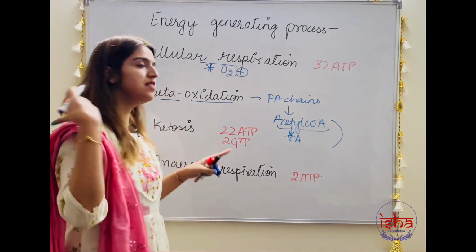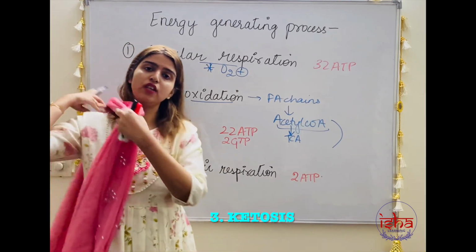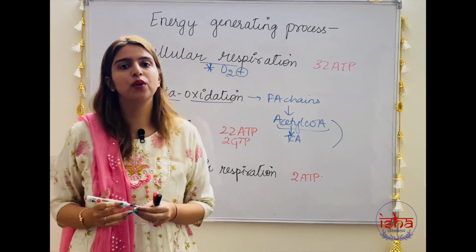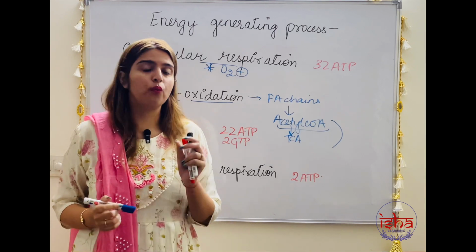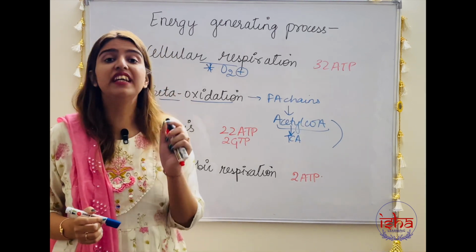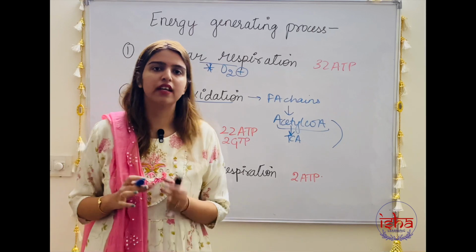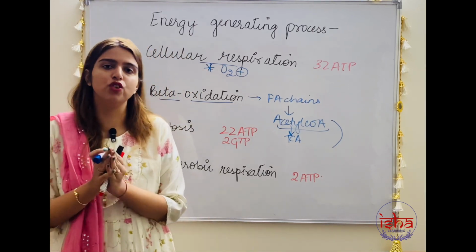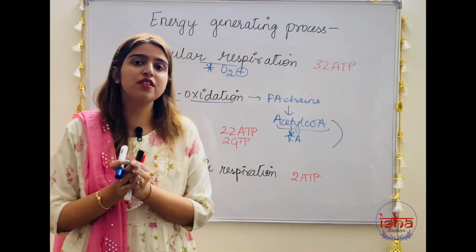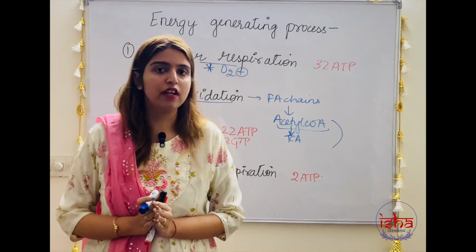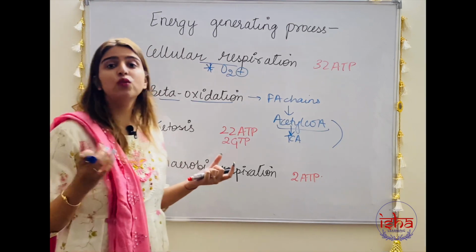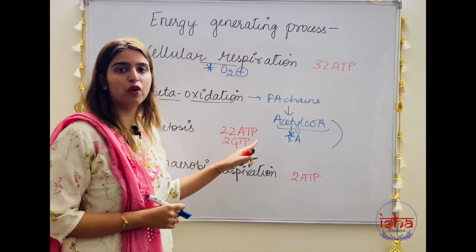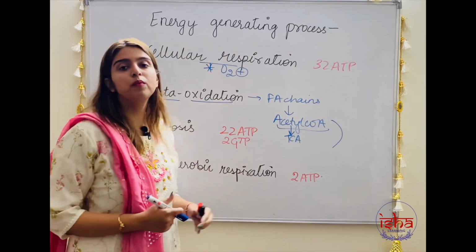Now the third process is ketosis. Ketosis will not be a part of our cellular respiration, so let me cover it for you. Ketosis is the process where there is a breakdown of ketone bodies in the human body. So these ketone bodies would be broken down and a certain amount of energy would be released. This process takes place in the mitochondria, and one molecule of acetoacetate, when it is broken down, yields 22 ATP molecules and 2 GTP molecules.